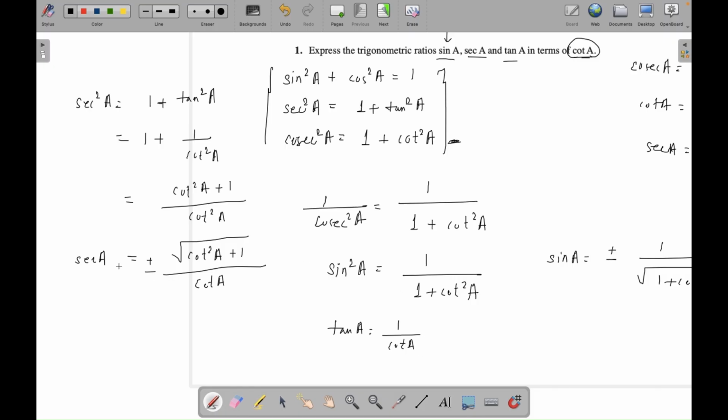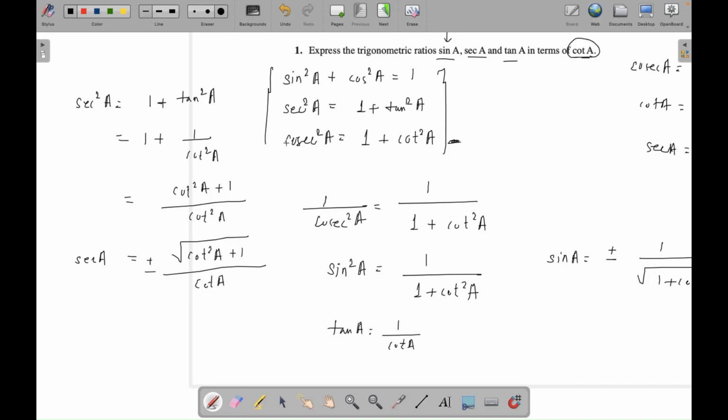Now this plus minus depends on whether in the question it is given that A is an acute angle. For acute angle, all the ratios are positive. We know the values of sine 0, 30, 45, 60, and 90, and also for cos and tan. So all the values are positive. So if it is given that A is less than 90, we can just discard this negative thing.